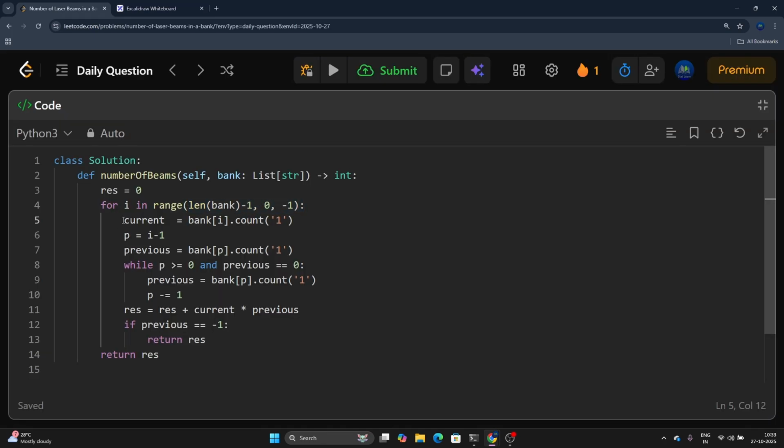Now this is our current element, or the current row. So I can say current is going to be equal to bank of i, that is the current row, dot count 1. This is going to count how many security devices are there in the current row. Now we start with p equal to i minus 1, that's basically the previous row index. And then we count how many security devices are there in the previous row, bank of p dot count 1.